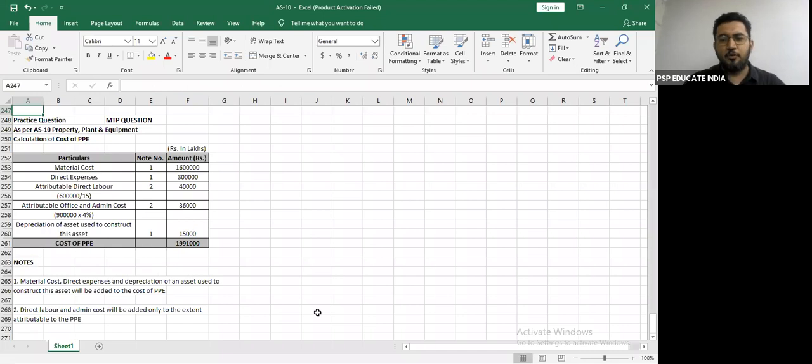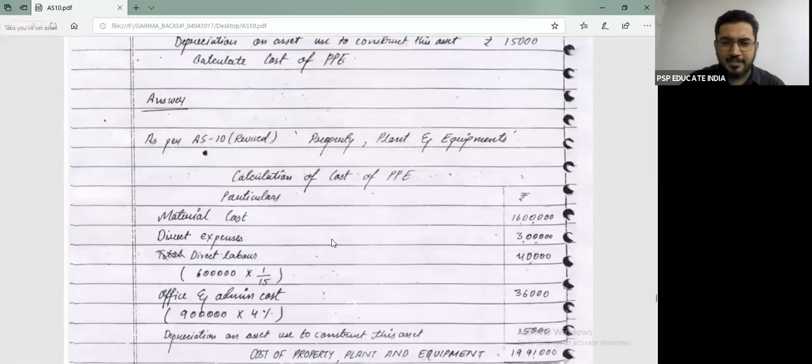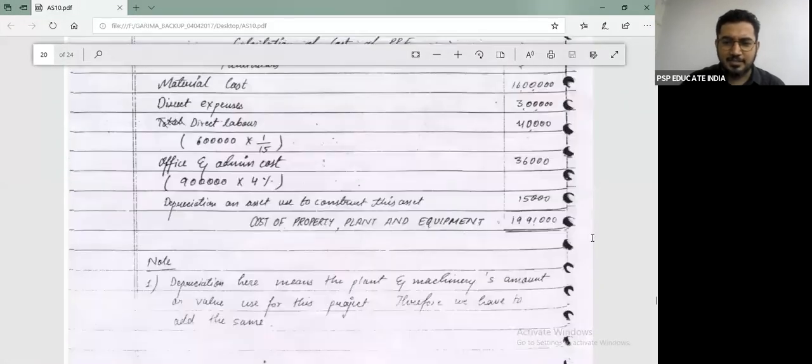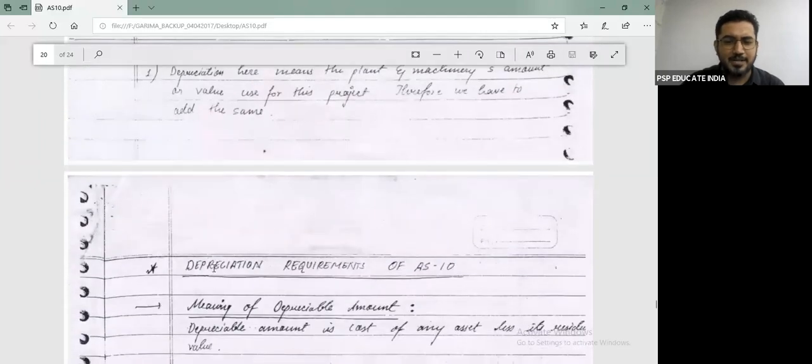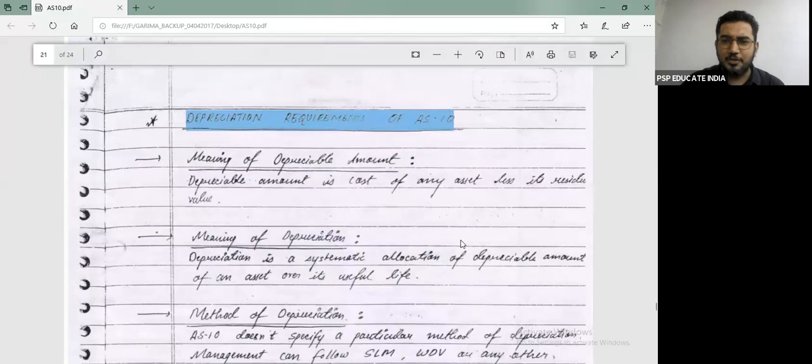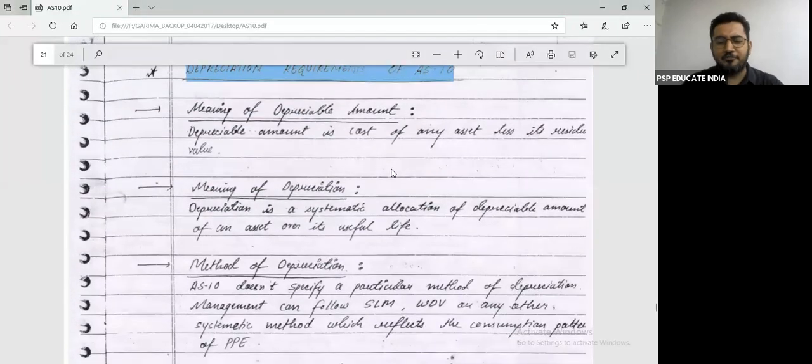And after this, we go to a new concept of depreciation. So over here, the concept of property, plant and equipment is over. That part is over. Now, next part that we will study, if you can look at this, this is the question that we did. Now, the next part is depreciation requirements of AS-10. So that is the new part that we have to do. We have now finished the entire first part of property, plant and equipment.